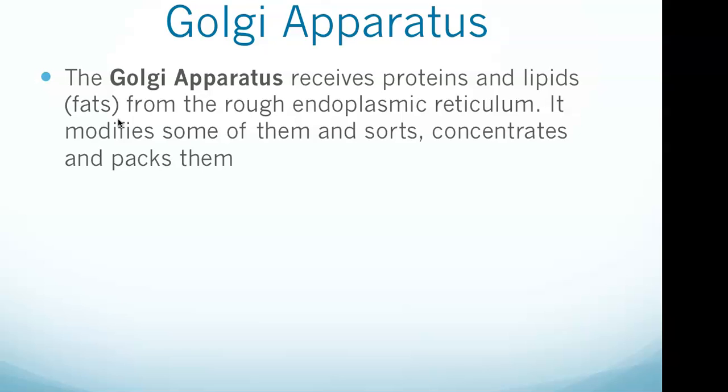The Golgi apparatus receives proteins and lipids from the rough ER. It modifies some of them and sorts, concentrates, and packs them into sealed droplets called vesicles. The Golgi apparatus is located near the nucleus and has several flattened membranous sacs.